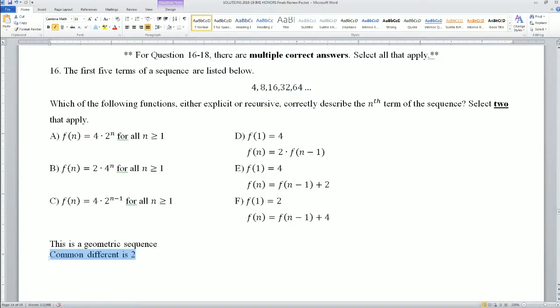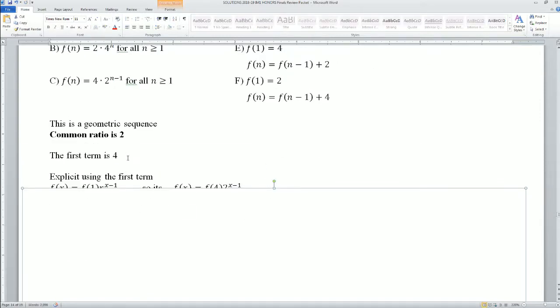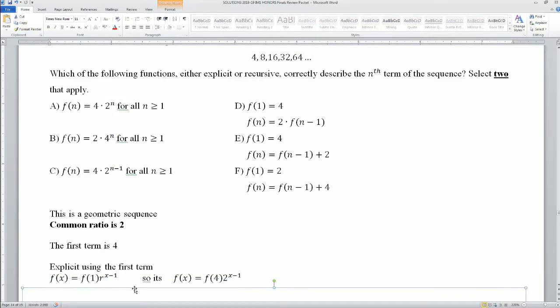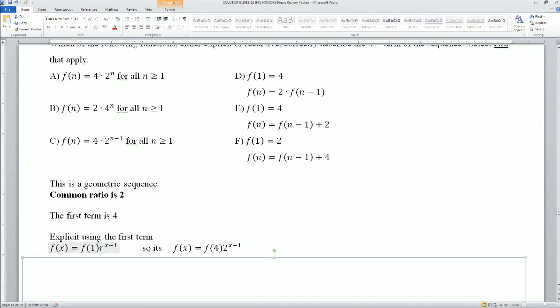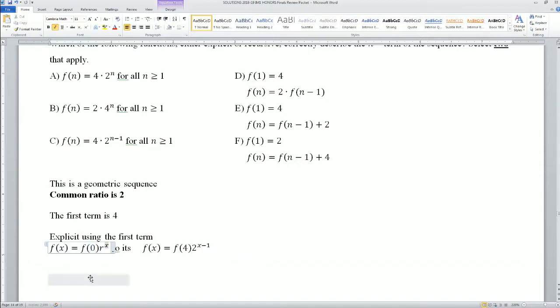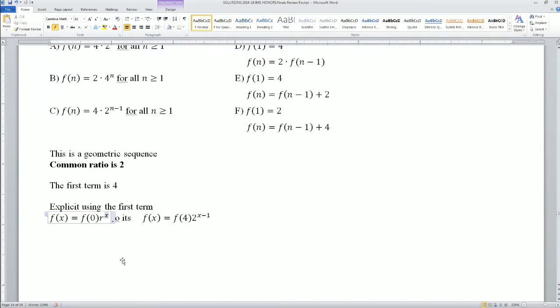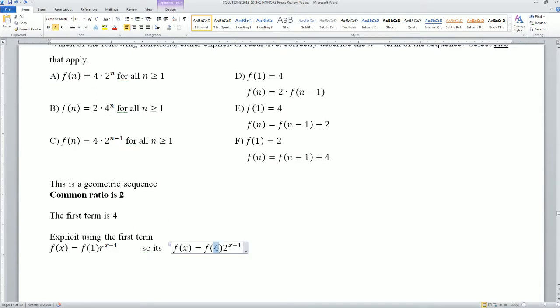So you would say the common ratio here is 2. The common ratio is 2, that's why I would say this is geometric. Alright, so the first term is 4 because you do start at 4. Here is the explicit using the first term. It is f of x equals f of 1 times r to the x minus 1. If you're using the 0 term, it would look like this. But again, I have the first term, so it's going to look like this. So plug it in. 4 is the first term, and 2 is the common ratio. So your answer looks like it can be this one.